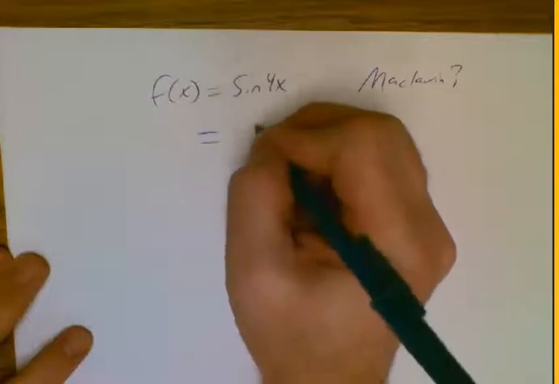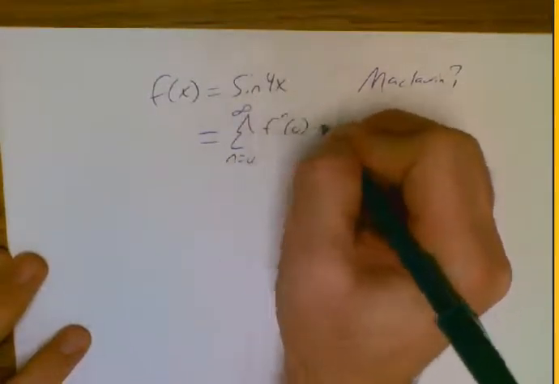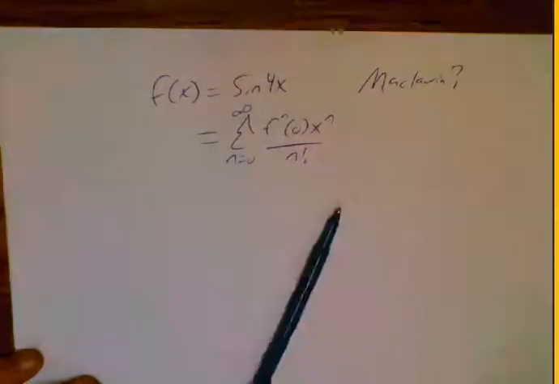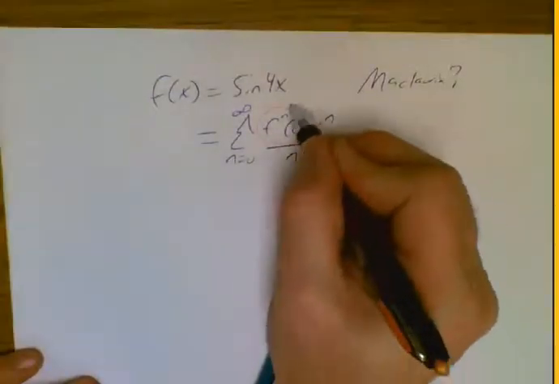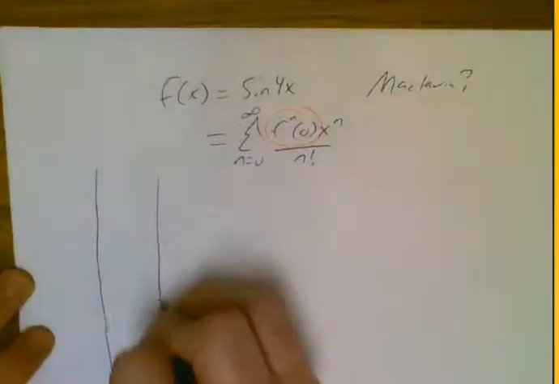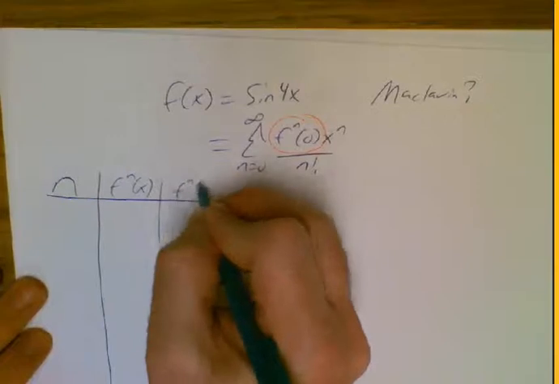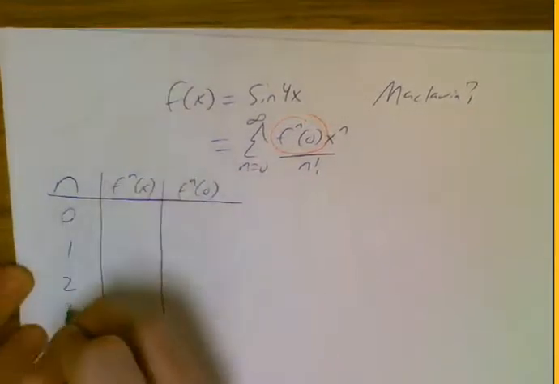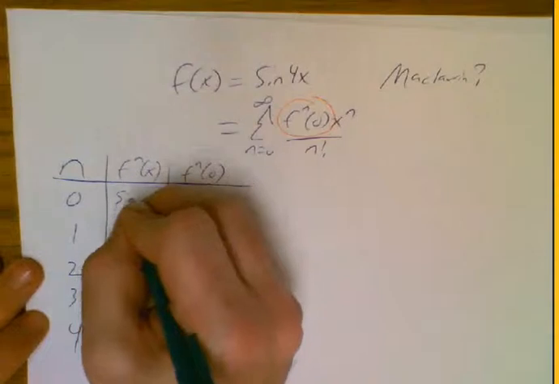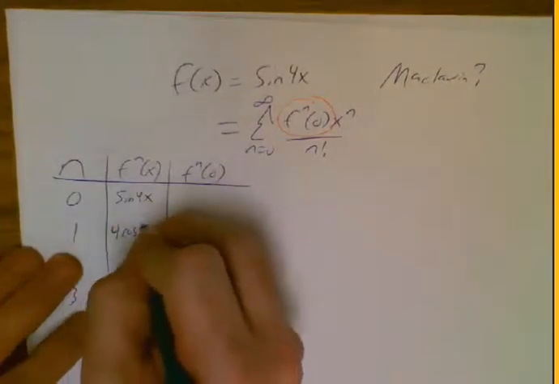Well, first of all, we know the generic series looks like this. We're going to start every Maclaurin series like that, but as I did before, our focus will be on finding those terms. So we'll set up a chart: n, f^n of x, f^n of 0. Let's see how many we need before we figure out a pattern here. My original is sine of 4x. So my first derivative is 4 cosine of 4x.